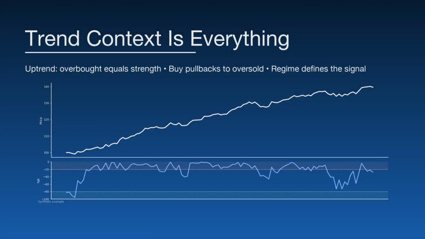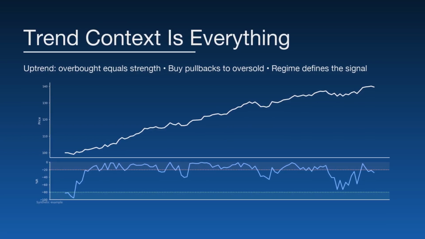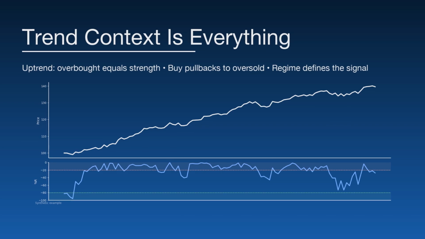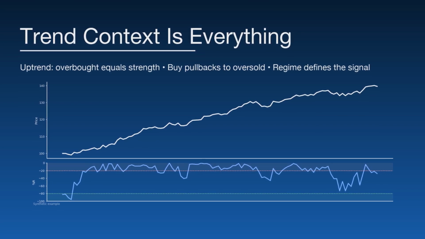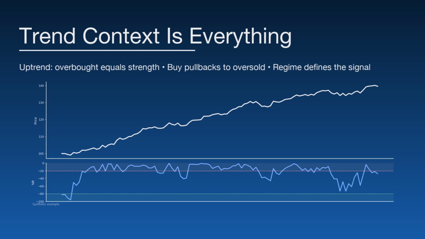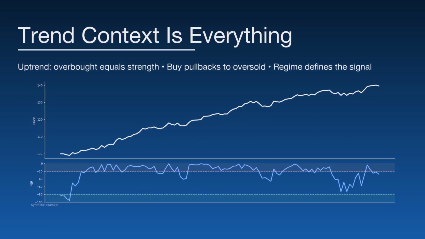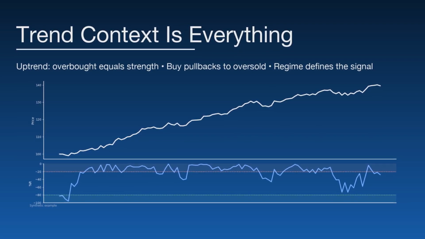Here is the trap. In a strong uptrend, Williams %R can sit pinned above -20 for days. Shorting every overbought touch will bleed you. Larry Williams himself flipped the logic for trends. In an established up move, an overbought %R is confirmation of strength, and the buyable signal is a pullback into -80 followed by a thrust back above -50. The oscillator's role changes with regime.